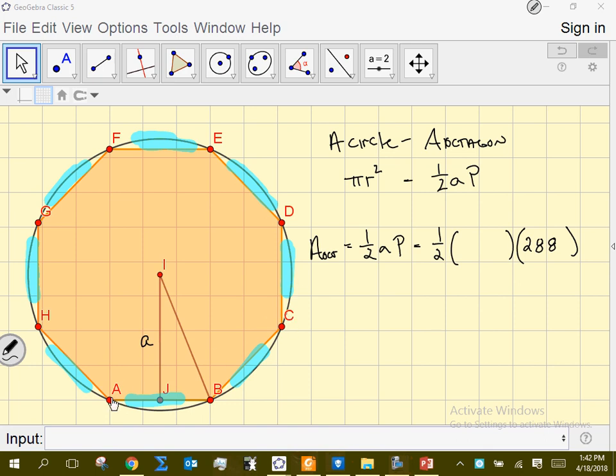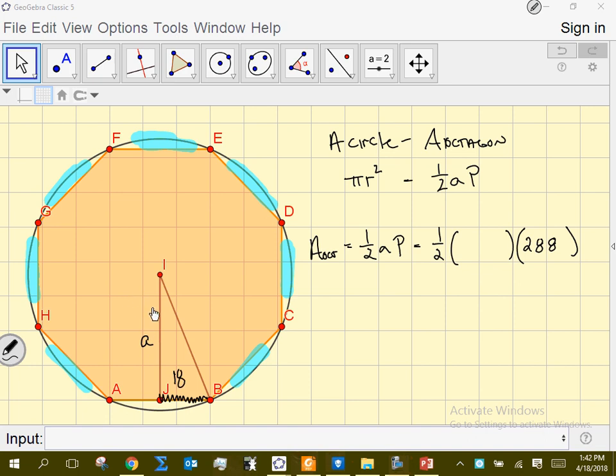So if the perimeter is 288, what would that distance be? It would be 36. How'd you get 36? Divided it by 8. Okay, you took 288 divided by 8, which gives me that distance there to be 36. Now, am I really interested in 36? I'm interested in that portion of it. So I'm interested in that being 18.